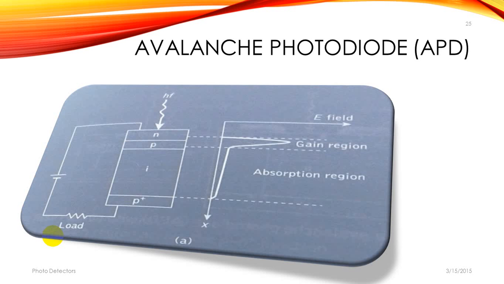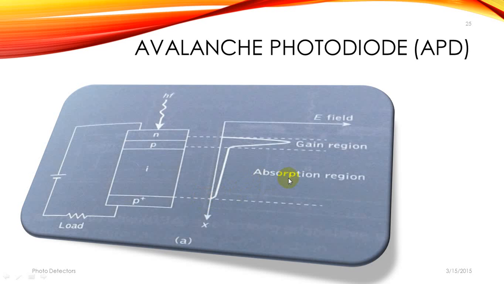Now we go to avalanche photodiode. This is a type of photodetector with internal gain. So this is the diagram for the APD. These are the various regions. This is the electric field. This is the x-axis. We can see the green region, which is pretty high compared to the rest of the photodiode.